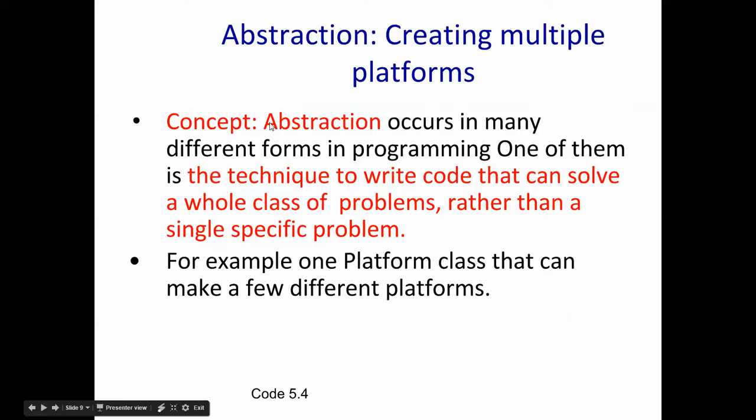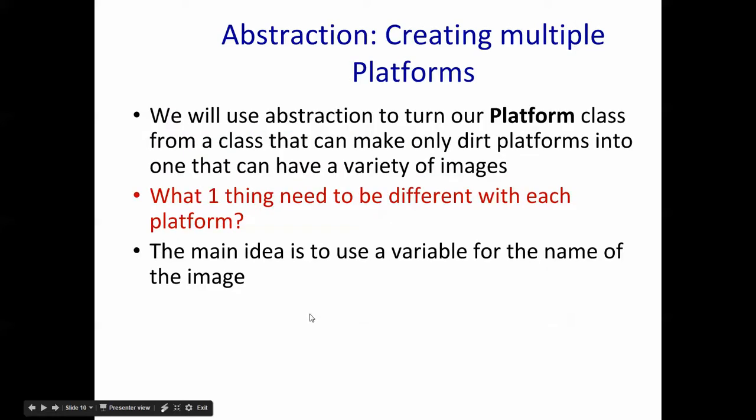Okay, so we're going to use the concept of abstraction, and basically what abstraction means is that you have one class that can do multiple things. In this case, we have one platform class that can make a few different looking platforms. We'll use abstraction to turn our platform class from a class that can make only dirt platforms into one that can have a variety of images such as dirt and metal.